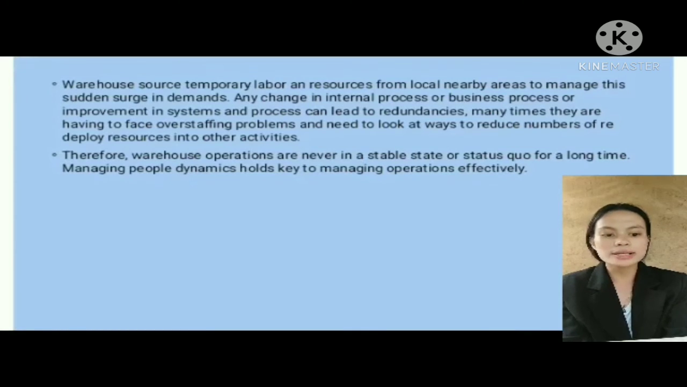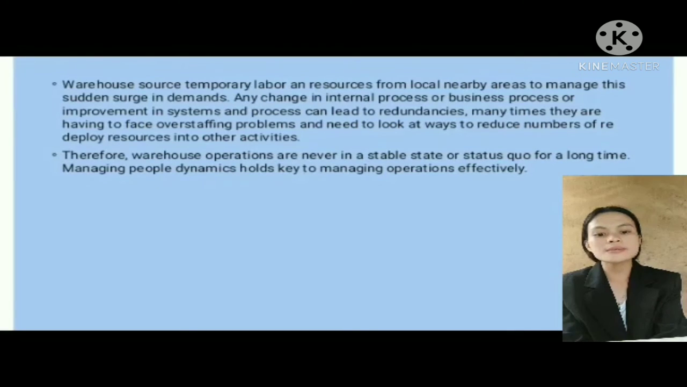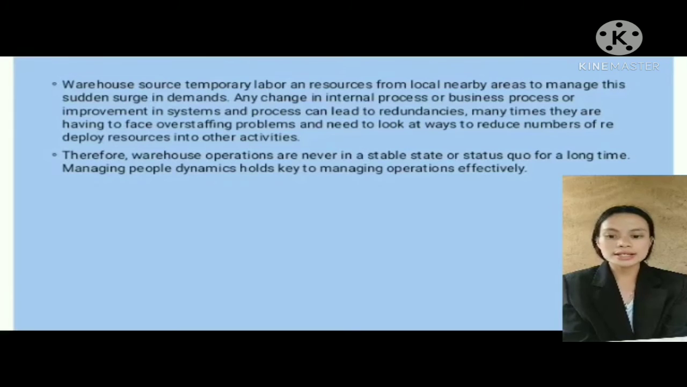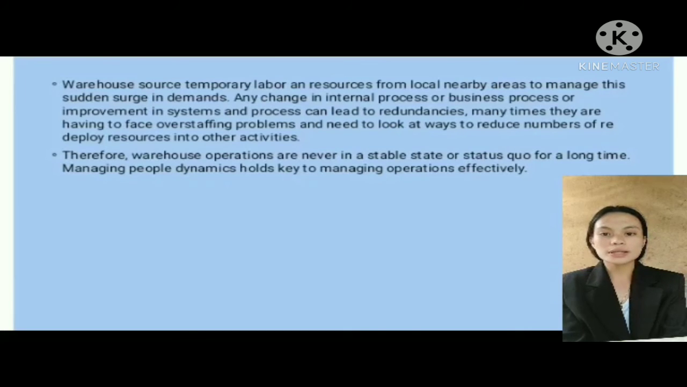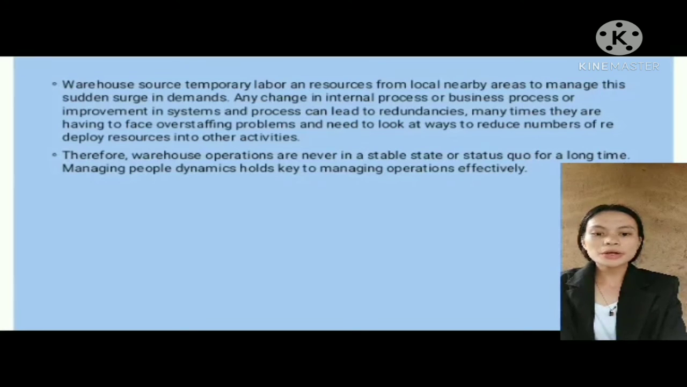Any change in internal process or business process, or improvements in systems and process, can lead to redundancies. Many times, they have to face overstaffing problems and need to look at ways to reduce numbers or redeploy resources into other activities. So this means that warehouse operation meets problems about the labor, for which there are times that the operation slows in demand but the overstaffing is not seen, which increases the cost. Therefore, warehouse operations are never in a stable state or status.